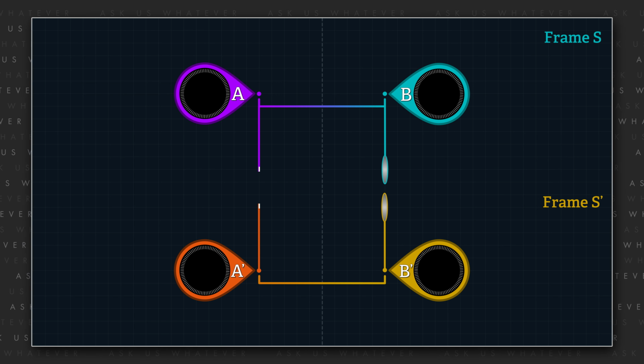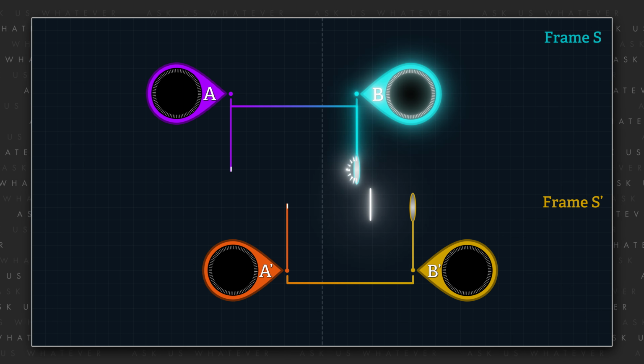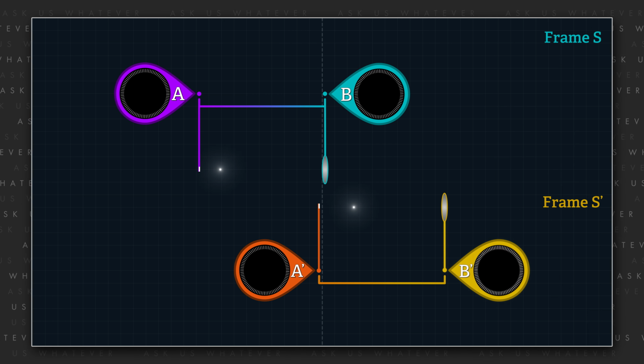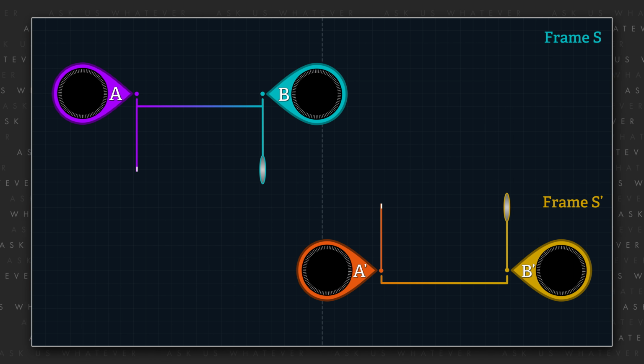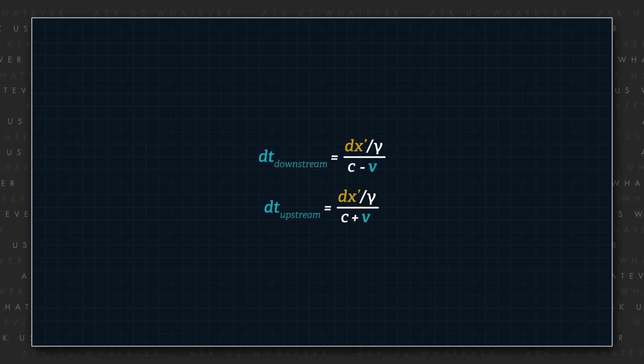If the same light signal is used to synchronize clocks in frame S and S prime, the relationships between the speed of the coordinating light signal and the relative speeds of the frames will remain the same. Please recall Einstein's 1905 equations for computing elapsed time as observed from the frame that is deemed stationary with respect to the stationary system of coordinates.